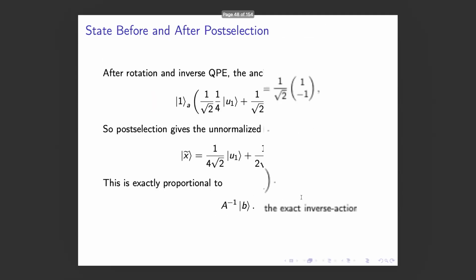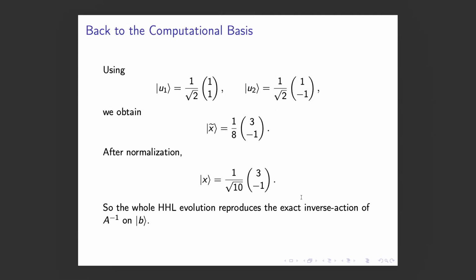So this simple example, hopefully, shows you, if I now go back to the computational basis, this is what you obtain. So the whole HHL evolution reproduces the exact inverse action of H on B. If you look at this example here and go back to the general expressions, you have the basic essence of the HHL algorithm, which then uses the QPE as a kitchen ingredient, as a kitchen item.